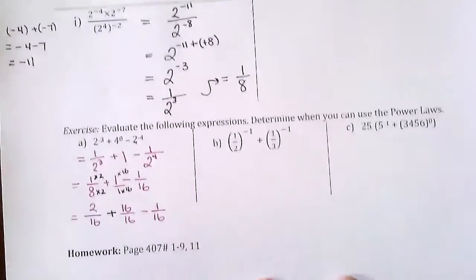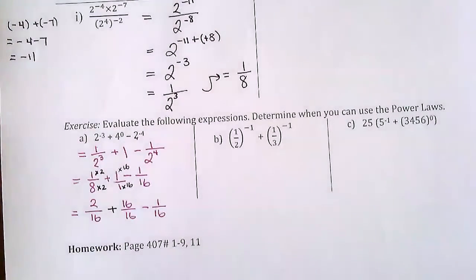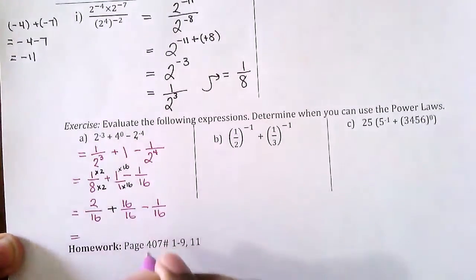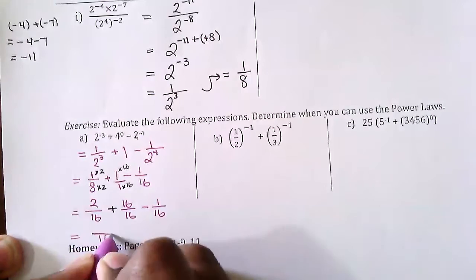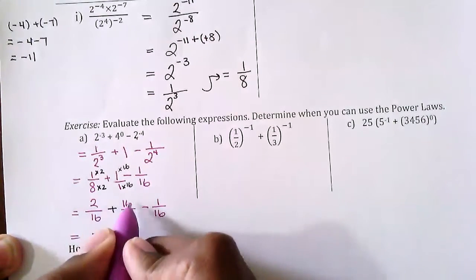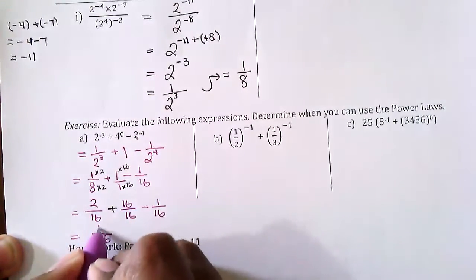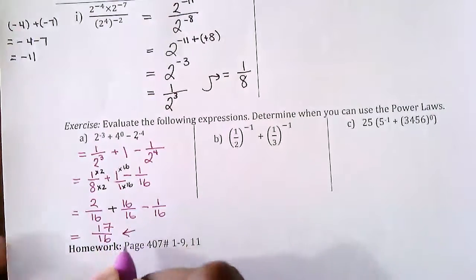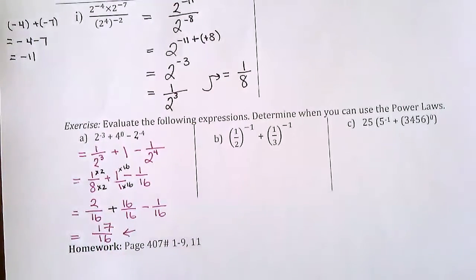So I'm going to write it down. Now I have 2 over 16 plus 16 over 16 minus 1 over 16. When I'm adding or subtracting fractions, I keep the denominator and just add or subtract the top. So 2 plus 16, 18, minus 1 is 17. Again, don't forget to see if you can simplify the final answer at the end. In this case, we cannot.